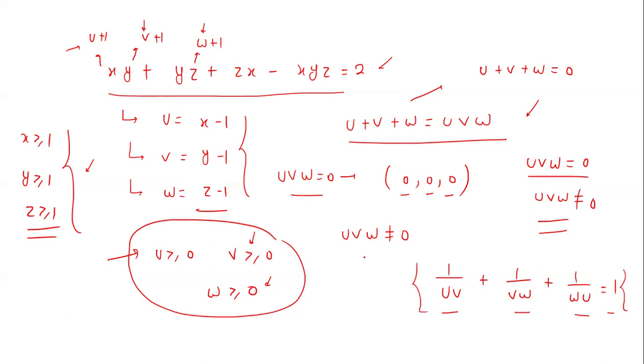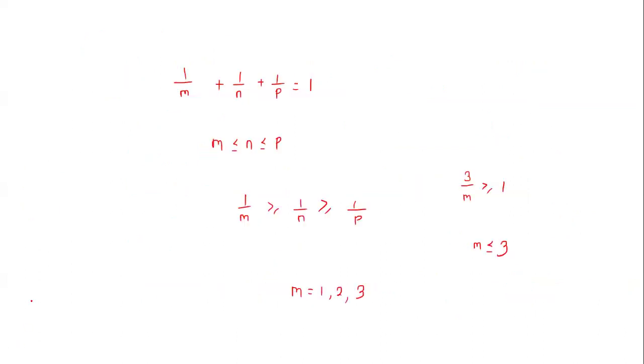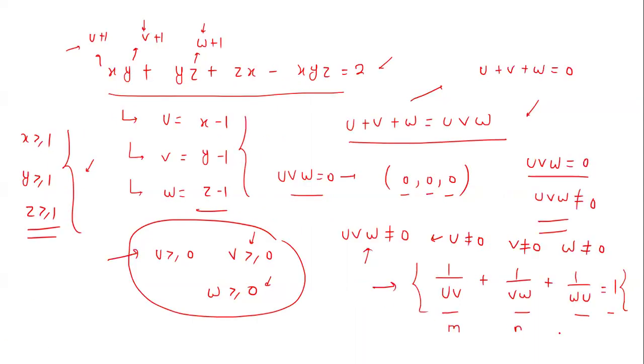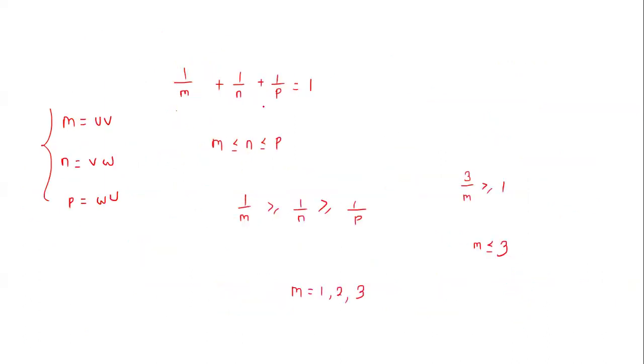We have this case now when the product of u, v and w is non-zero, and in this case we can say that u is not equal to 0, v is not equal to 0, and w is not equal to 0, because if any one of u, v and w is equal to 0, then this product is 0. So for the product to be non-zero, none of these can be 0. Now let's assume m = uv, n = vw, and p = wu. If I replace uv by m, vw by n and wu by p, we have this equation.